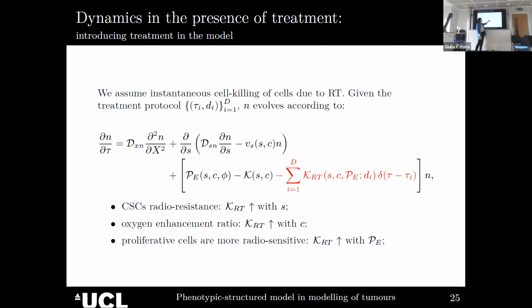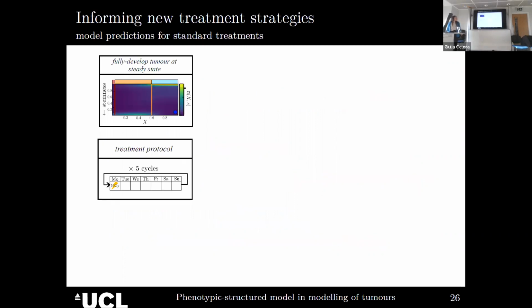The key feature is that any time we apply radiotherapy, cells die at a rate that depends on their phenotype, and this is to capture the fact that stem-like cells are resistant to treatment, which is observed and known. We also capture the effects of oxygen, because this is well known. If cells are in a hypoxic region, the radiotherapy is less effective because it necessitates oxygen around to be effective. And it also depends on how proliferative cells are, which is something else that is usually taken into account in the literature.